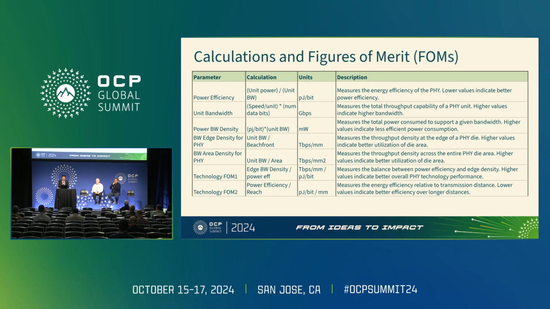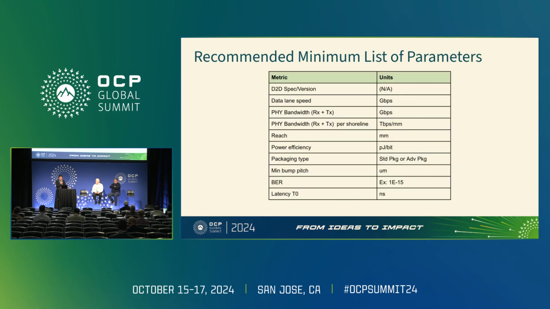The second form is where you put the power efficiency relative to your transmission distance. So a lower value gives you better efficiency over a longer distance. These are the important metrics that you typically want to calculate when measuring overall performance. Across the industry, these are the recommended minimum list of parameters, out of the many that we look at. There are so many of them, and not all of them are applicable based on the use cases, but these are the most common ones.